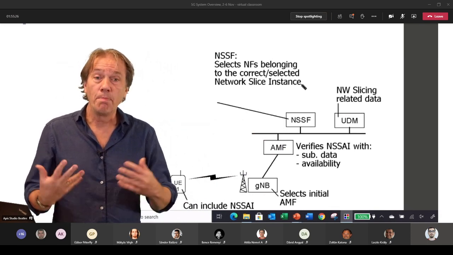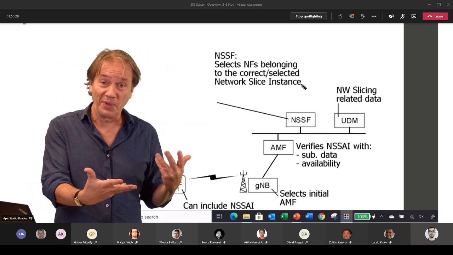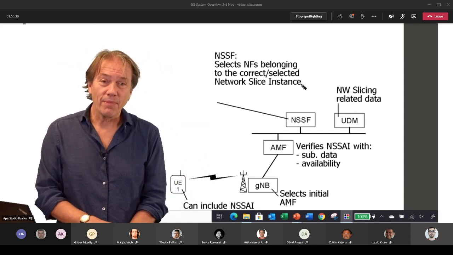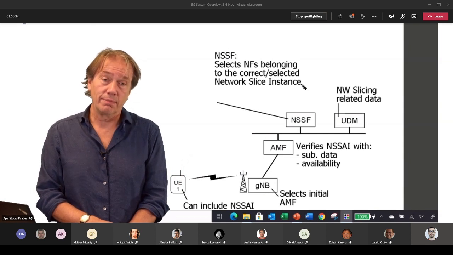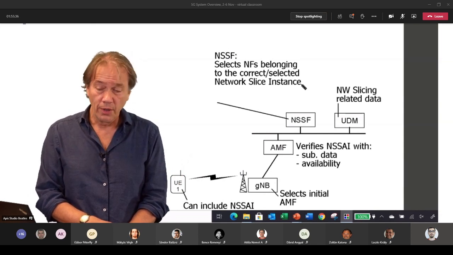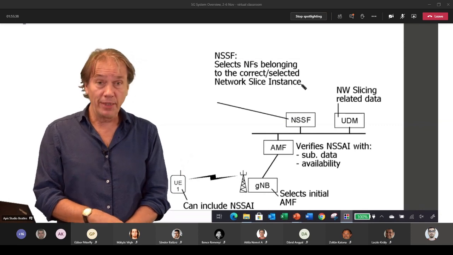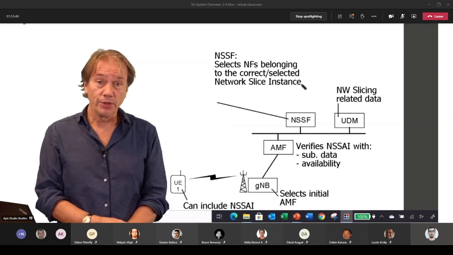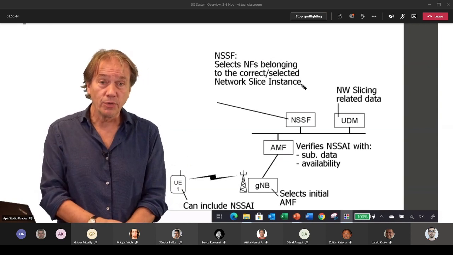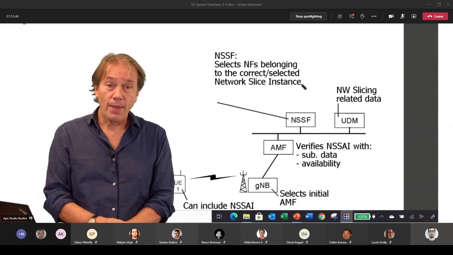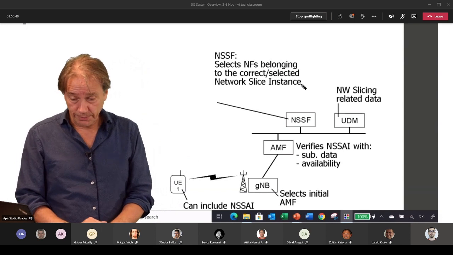It sounds like a policy decision by the network, whether to do this or not, but I'm pretty sure that technically it's possible to kind of on demand set up a network slice instance when a user equipment asks for that.